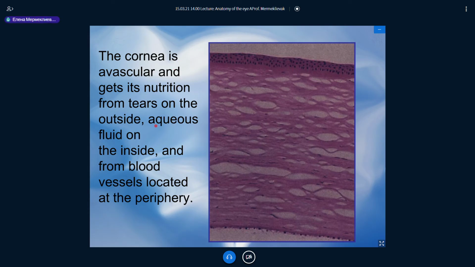So the cornea is avascular, and its nutrition comes from the epithelium, from the aqueous humor inside the anterior chamber, from the tears, and from the vessels that are in the junction of the conjunctiva and cornea. The name of this space is the limbus.